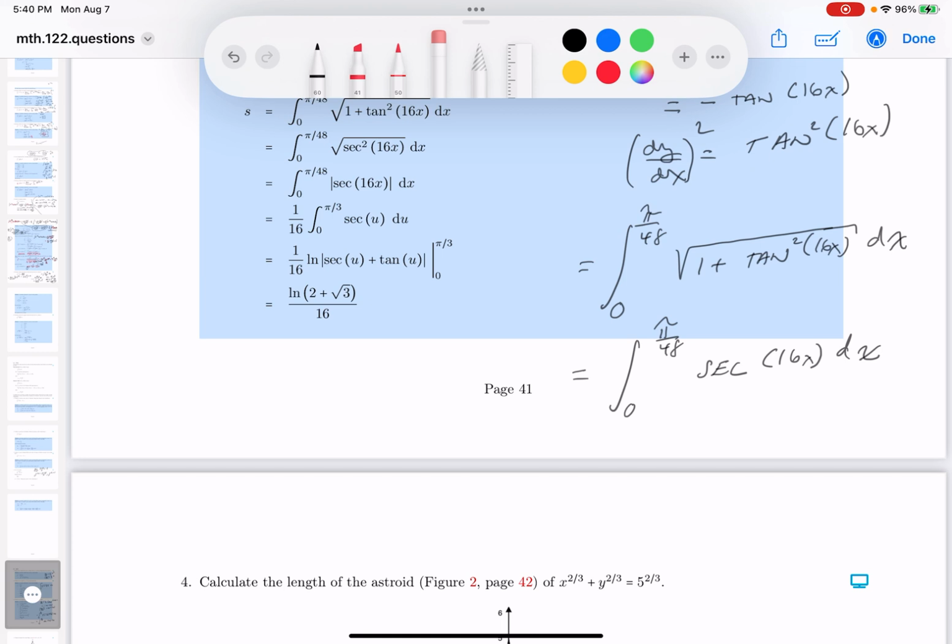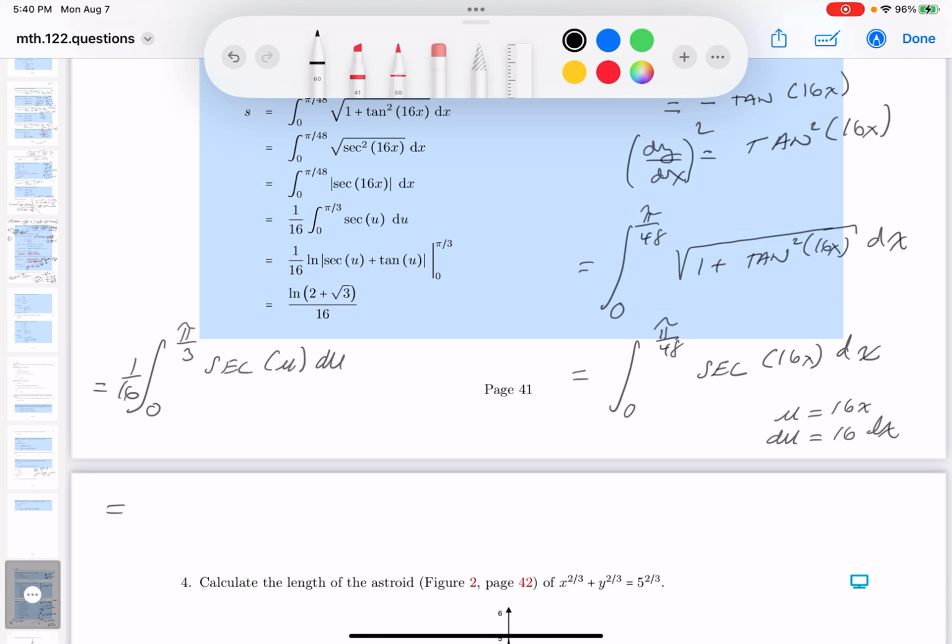Before I do this, though, I want to make a u substitution. The u substitution for me is going to be 16x, and du is going to be 16 dx. So if x is 0, 16 times 0 is 0. And if x is pi over 48, times 16, that'd be pi over 3. Relatively simple. Secant of u, and then dx is going to be du over 16, so I put the 1/16 out here, du. Let's go to town on that.